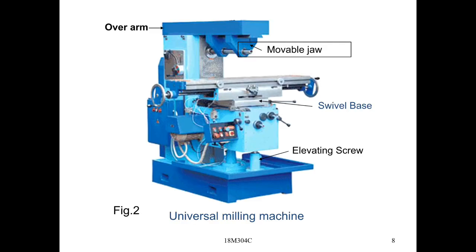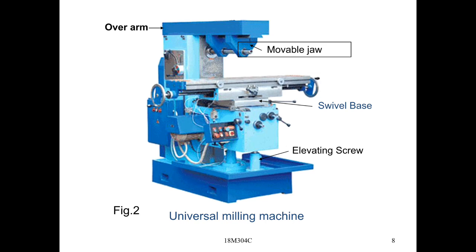Next, this is one type, the universal type of milling machine. You can observe each and every part of the machine. First, the base is always common for any type of machine, and the elevating screw will be provided. Next, the swivel base is provided for swiveling of the workpiece during working time. Next the movable jaw. Next the overarm, and at the top portion the overarm is always provided for holding, right? This is the main thing.